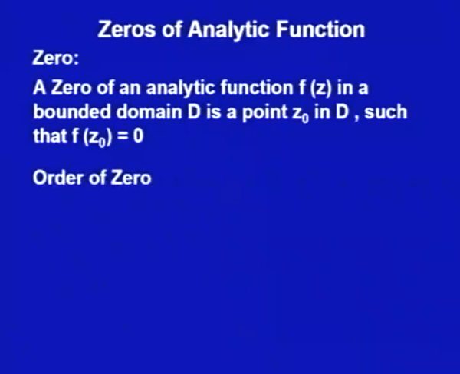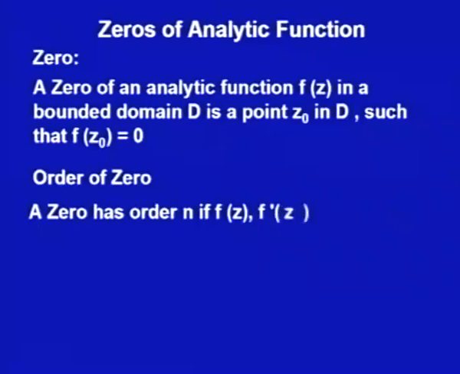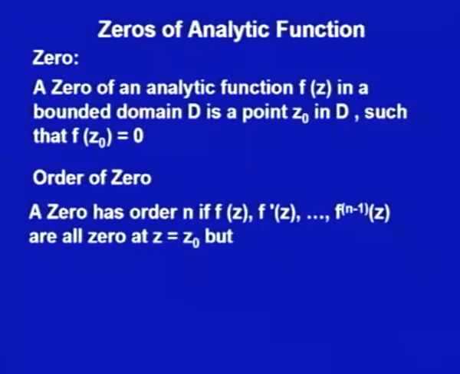So, the order of zero: a zero has order n if the function, its first derivative, second derivative and up to the (n minus 1)th derivative at z naught are all 0. That is, a zero has order n if f(z), f dash(z) and so on, up to the (n minus 1)th derivative of f at z equal to z naught are all 0, but the nth derivative, that is f^(n)(z naught), is not 0. Then we call the order of zero as n.